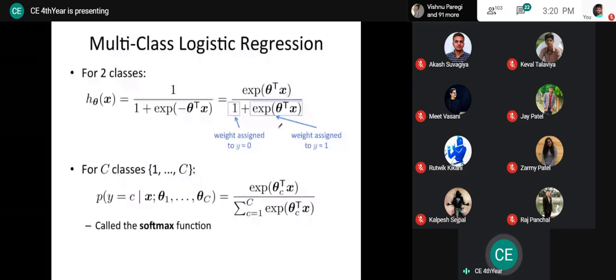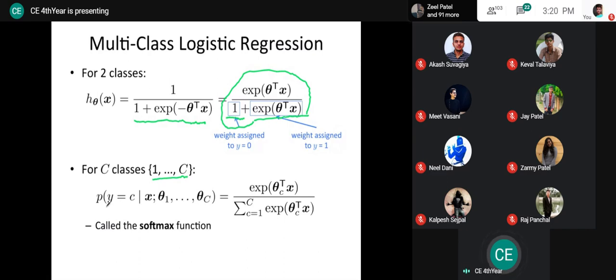2 class, or you can say for the binary class, this one, you can say there is a weight which is assigned to y is equal to 0, right? And this is the weight which is assigned to y is equal to 1. And how have we retrieved this equation? We just simplified this particular equation, where e raised to minus x, you can represent as 1 upon e raised to x. And then the simplification of that would be e raised to x by 1 plus e raised to x. Fine.